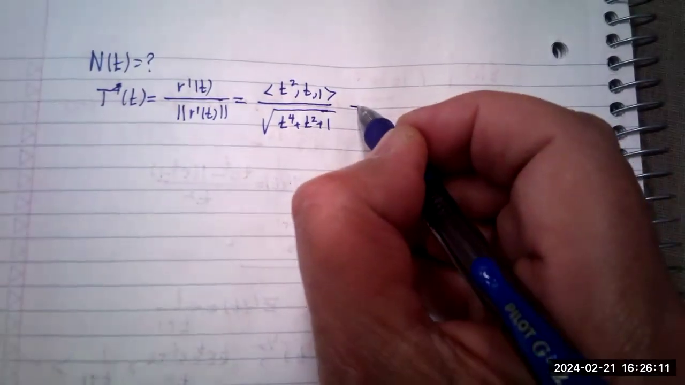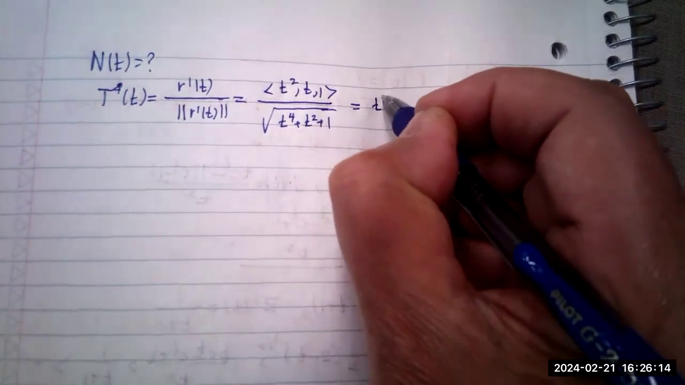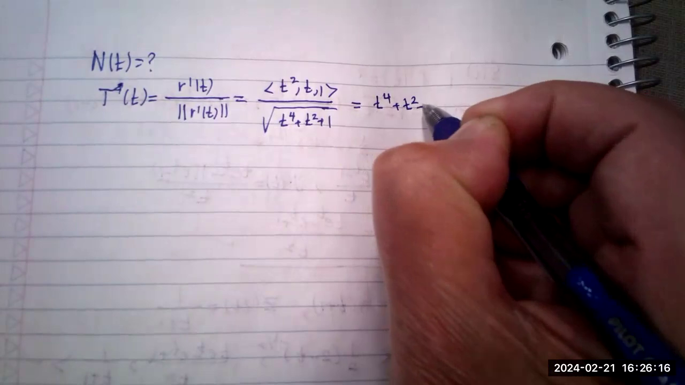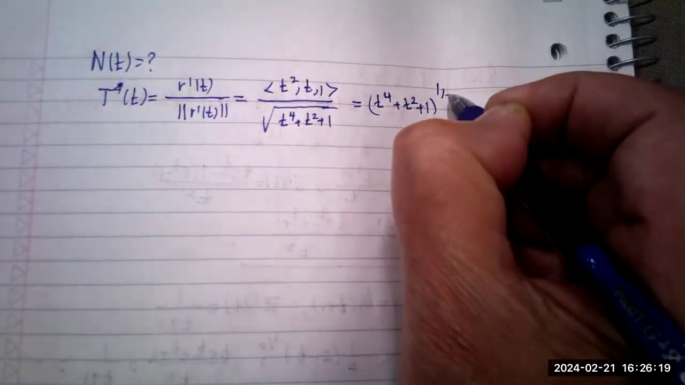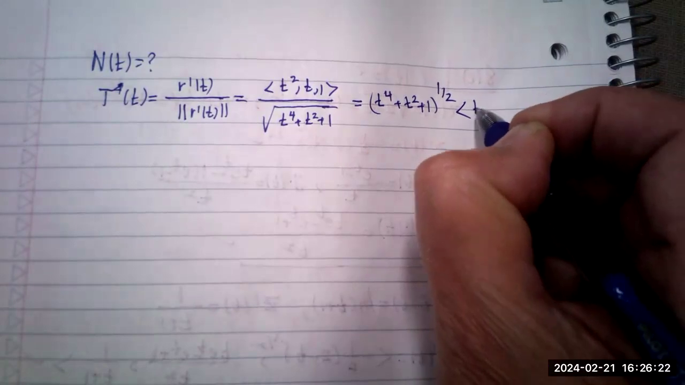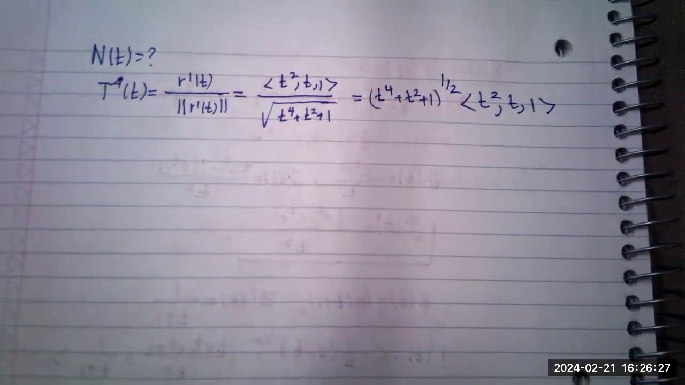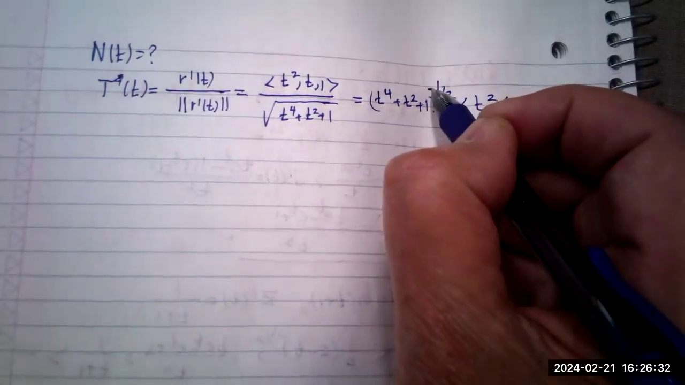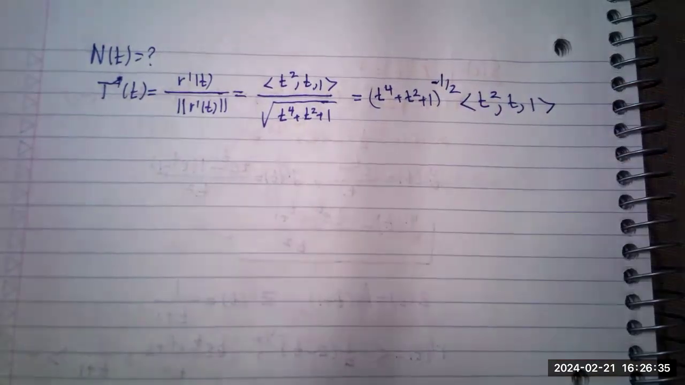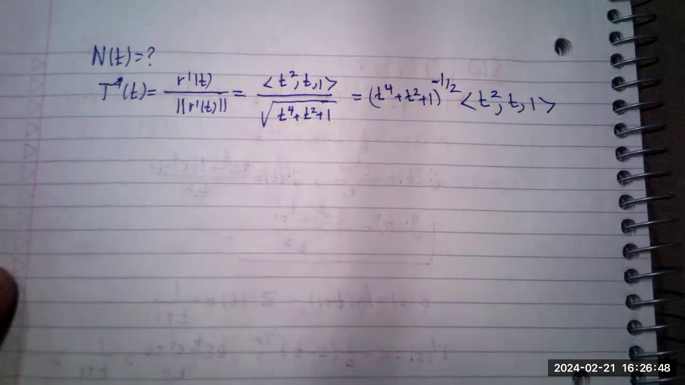Okay, so one way to do it is just to move it up. It's going to be t to the 4th plus t squared plus 1, to the negative 1/2, times this vector, which is t squared, t, 1. You can take it inside and differentiate it, or apply the product rule. Maybe that's easier. Then simplify that one to get the result. Okay. That's it. I'm going to differentiate it using the product rule.